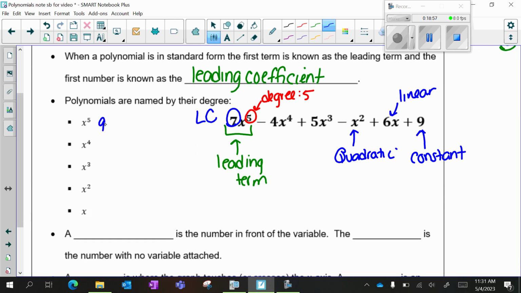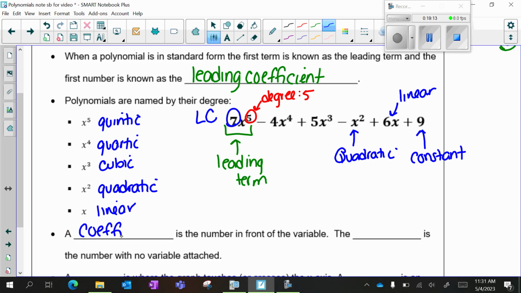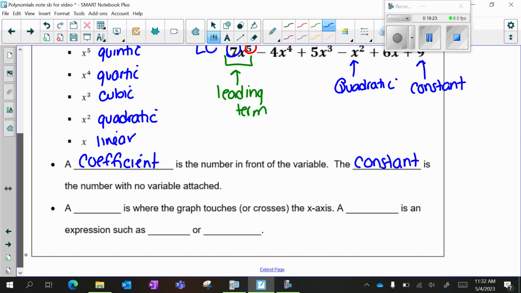X to the 5th is quintic. X to the 4th is quartic. X to the 3rd, cubic. X squared, quadratic. And x is linear. A coefficient is the number in front of the variable, and the constant, like we said, is the number with no variable attached.